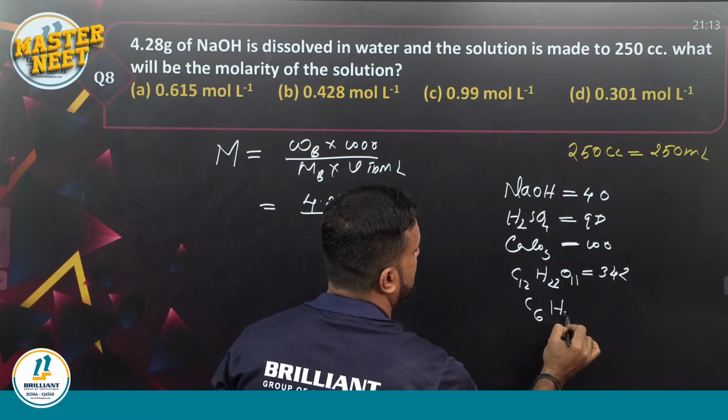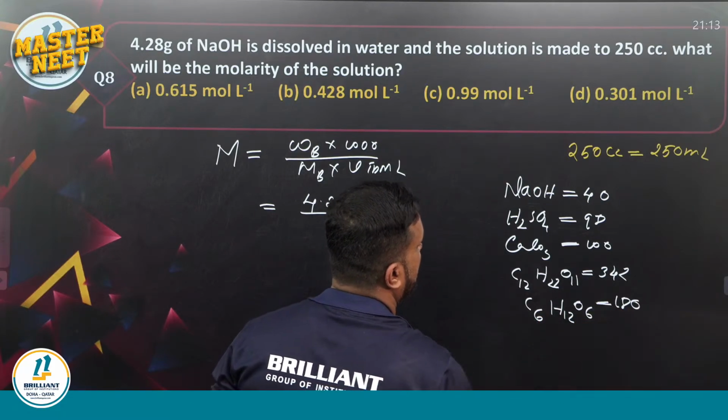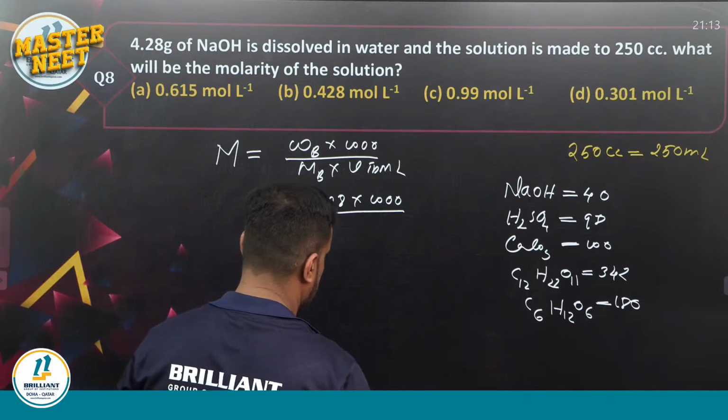These only they will ask. C6H12O6 is equal to 180. That's all you remember, okay? So that's all important.